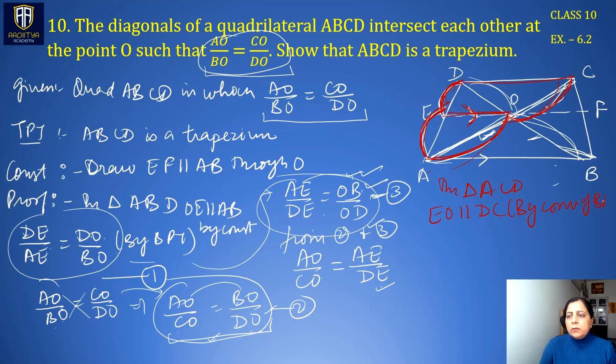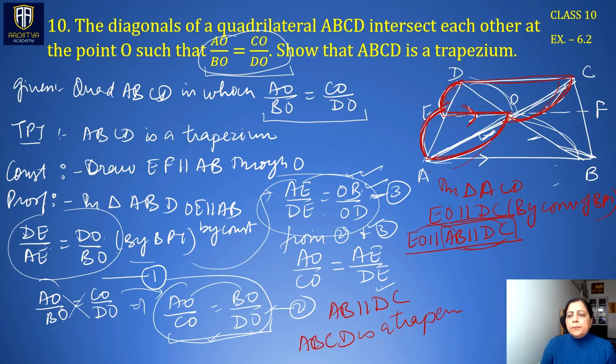By converse of BPT. So now what we have proved is that EO is parallel to DC, and we know that EO is parallel to AB by our construction. Now we have proved that it is parallel to DC. That means EO is parallel to both, so they are parallel to each other. So we have AB parallel to DC, which proves ABCD is a trapezium. Right? So this we had to prove, and now we have learned to apply BPT in the direct manner and to use its converse. I hope this exercise is clear to you.